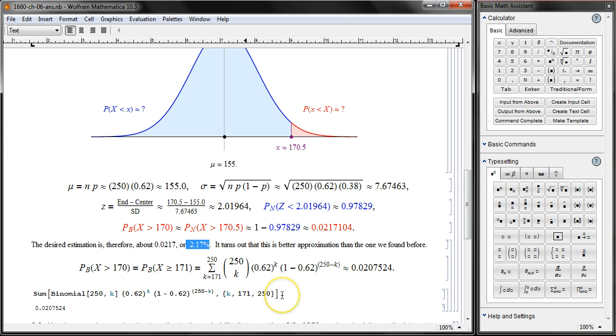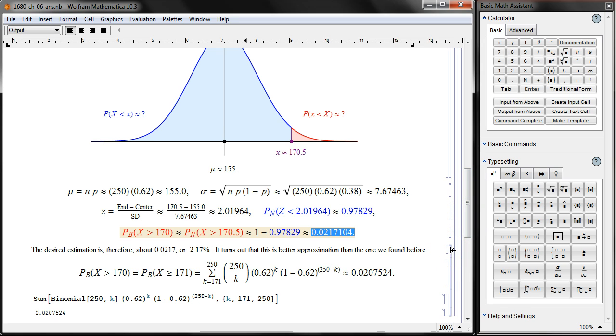If you calculate the binomial probability using technology, you get 2.08%, so that's closer to this one than the one we had before. The one we had before was 2.5 something percent.